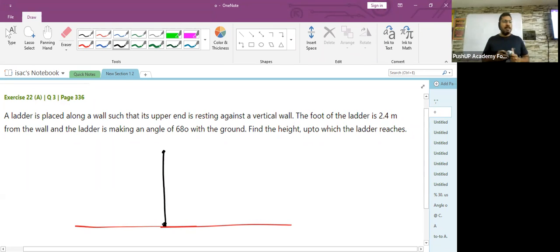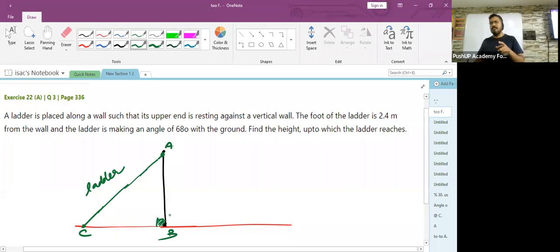Now, a ladder is placed along a wall such that its upper end is resting against a vertical wall. Nothing, children. They are trying to place a ladder so that its upper end is resting on the wall. Okay, so this green colored line which I have drawn, that is what? The ladder, and it is resting on a vertical wall. So let me assume AB is the vertical wall and AC is the ladder. Do you all agree with that?